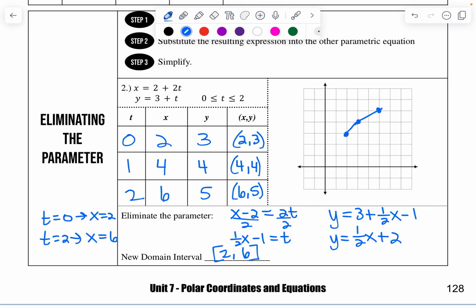All right, so again, when they talk about eliminating the parameter, we're going to take one of the equations. We typically choose the x one. We're going to solve it for t, so that we can figure out what t equals. Then we're going to plug it into the other one and simplify to come out with a more traditional xy type of equation that no longer has that parameter of t in there.